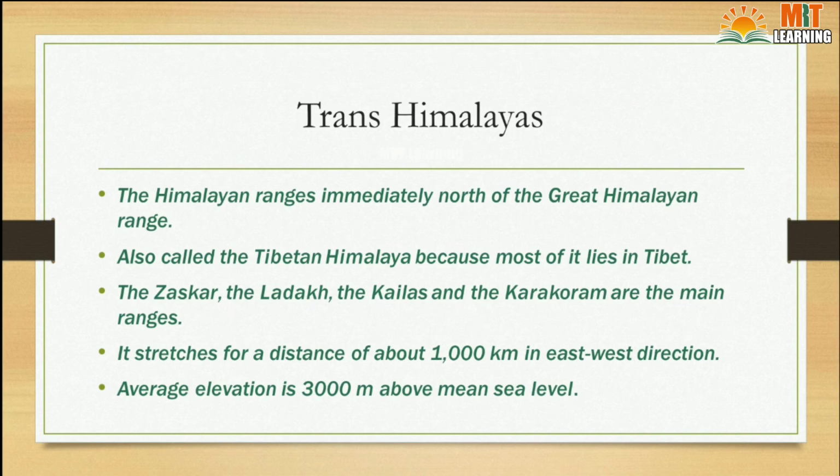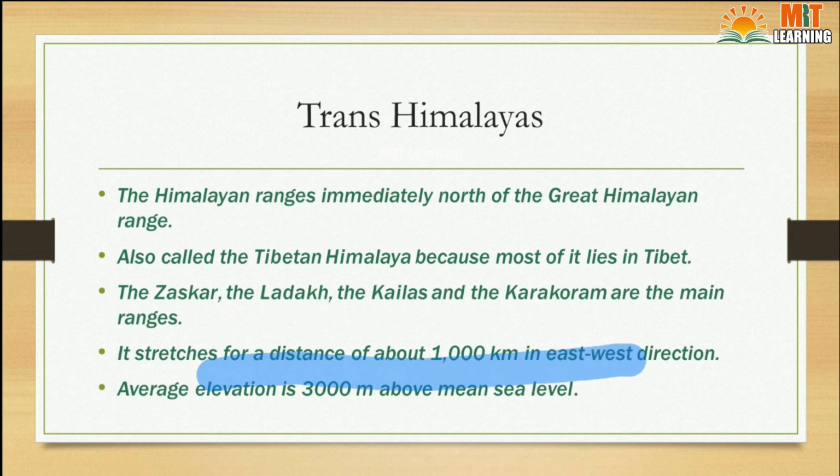Next, another division, Trans Himalayas. This Himalayan division we can see in the northernmost part of the Himalayas, above the Greater Himalayas, immediately north of the Greater Himalayan range. It is also called the Tibetan Himalayas because it is located in Tibet. The Zaskar, Ladakh, Kailash and Karakoram are the main ranges in the Trans Himalaya. It stretches about 1000 kilometers in the east-west direction.